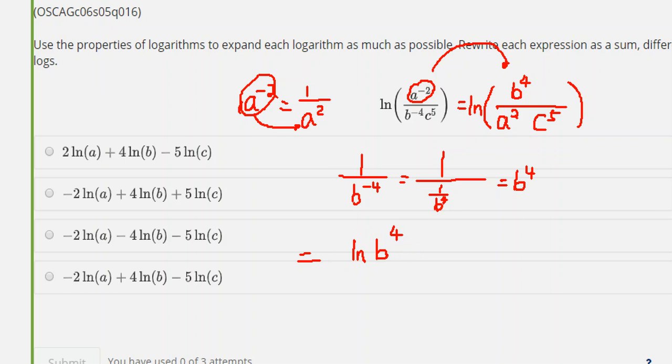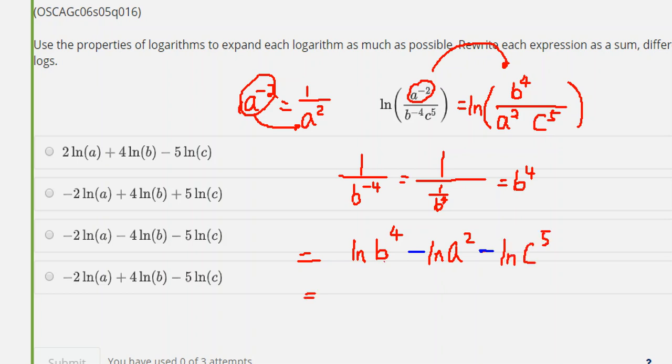So now a squared is on the bottom, so therefore I know this has to be a minus sign because it's on the bottom. So natural log of a squared. Again, this 2 can be brought to the front by the power rule. And then again, c to the 5th is also in the denominator. Therefore, I'm going to say minus. So this is one more time, it's minus because it's in the denominator. Natural log of c to the 5th.